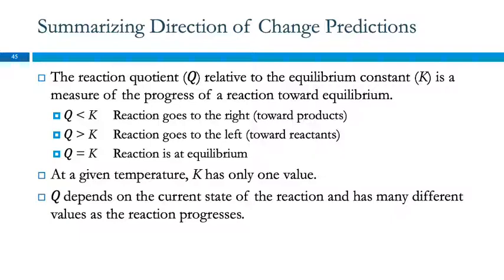It's the equilibrium constant. Okay? Q is not the reaction constant. It's the reaction quotient, and it's going to change. Q will change as the reaction proceeds, and it will approach K and ultimately equal K. So Q depends on the current state of the reaction, what the reactant and product concentrations are, and it has many, many different values as the reaction progresses. Any questions?